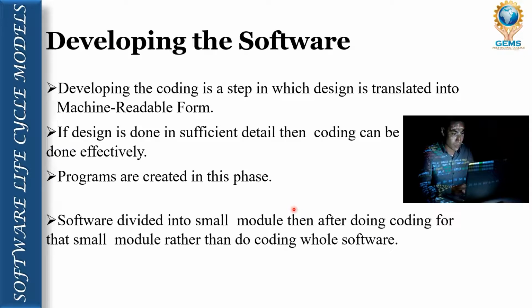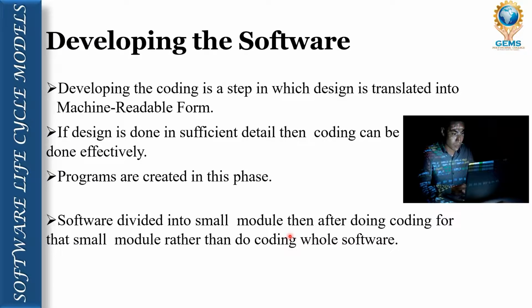If the design is done in sufficient detail, then coding can be done effectively. Here this says that the developing phase is based on the design phase. If the design phase is done successfully and effectively, then coding will also be done effectively and successfully. Programs are created in this phase. That means developing the software means we are going to create the code or programs.